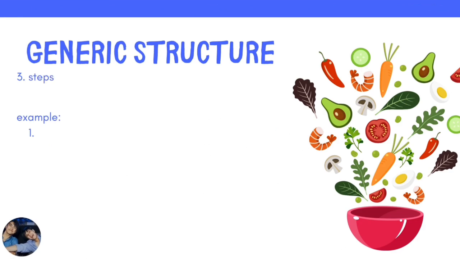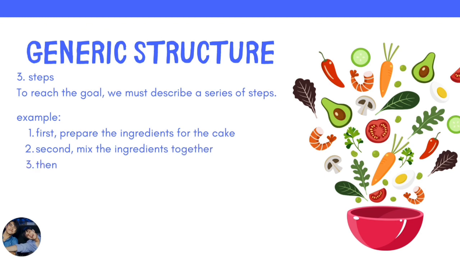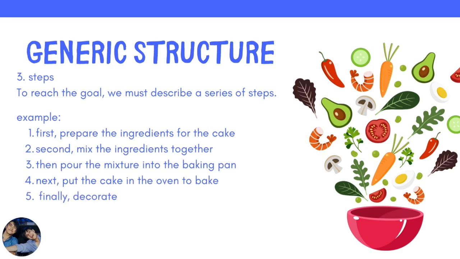Okay, so the third one is the steps. Okay, this is very important because why? Steps is where we want to reach the goal. Yeah, we must describe a series of steps. Okay, so steps in a procedure text are the sequential actions or instructions that guide the readers through the process of completing a task or achieving a specific outcome. These steps are organized in a logical order. Remember, in a logical order, typically starting from the beginning of the process and progressing toward its completion.